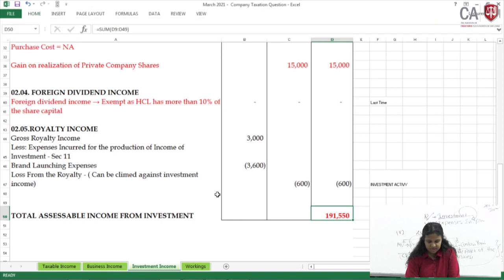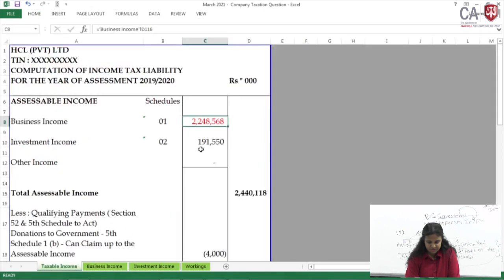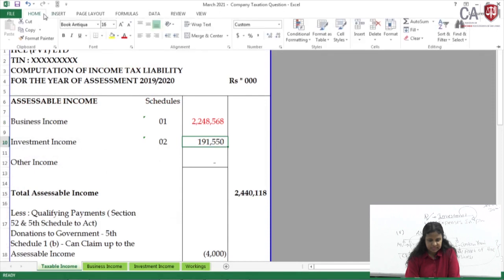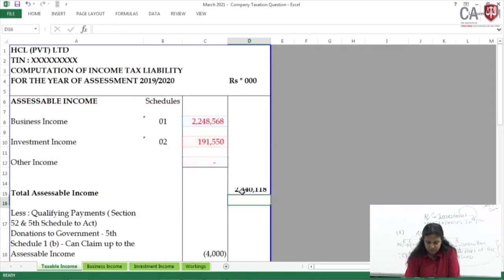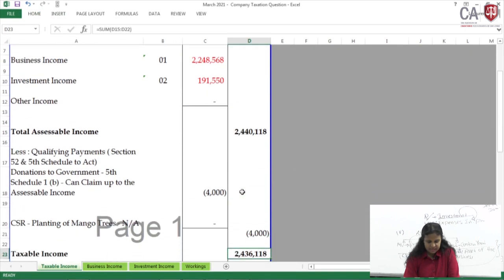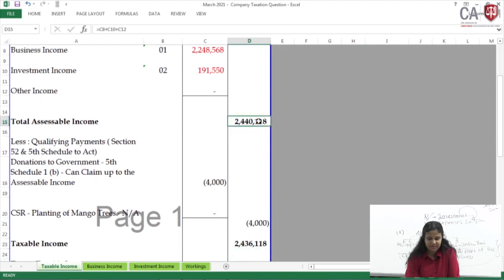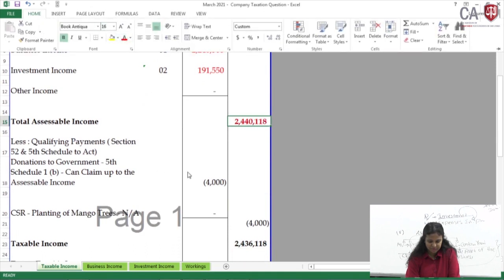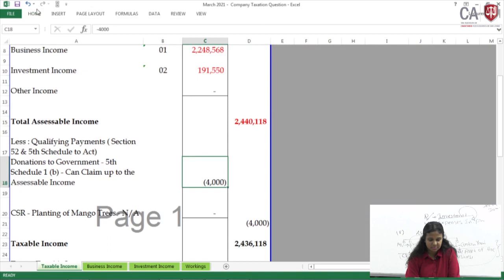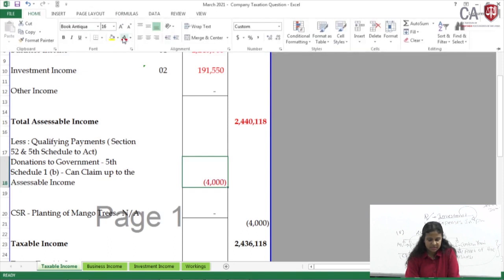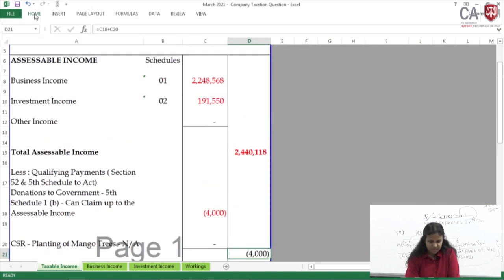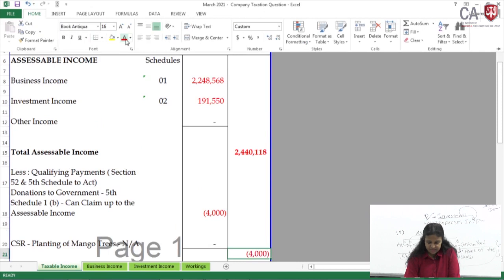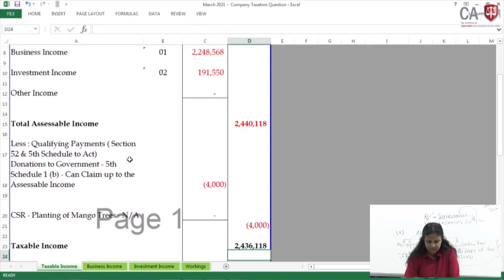191,550,000. Then it should come to here. The total assessable income is the summation of these two, 2.4 billion, and the qualifying payments. Now see, assessable income is higher than the qualifying payment, so you can claim the entire qualifying payment to the government, but the trees to the Katunayake airport, that is not an eligible deduction as a qualifying payment. Then the deduction from the assessable income is only 4,000.